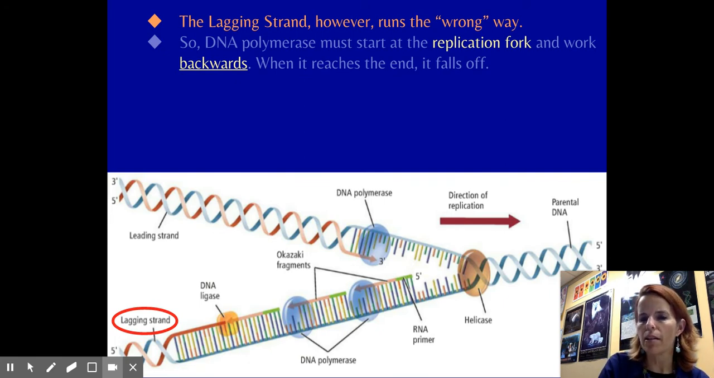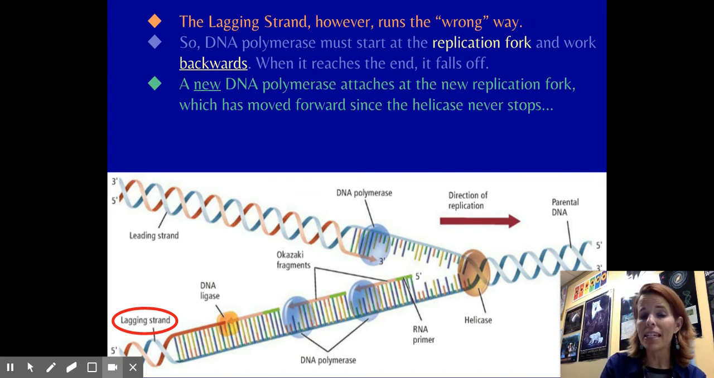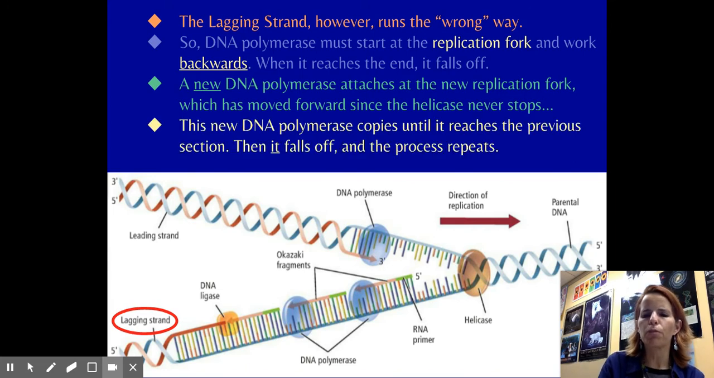DNA polymerase starts at the replication fork and works backwards. And then when it reaches the end of the DNA, it falls off and a new DNA polymerase attaches at the new replication fork. Because in the meantime, helicase has been traveling the opposite direction, unwinding more and more of the DNA. So each time that helicase moves further, a new DNA polymerase has to hop in and copy that new section. Sometimes people refer to that as backstitching. So the new DNA polymerase copies until it reaches the previous section, then it falls off and the process repeats.